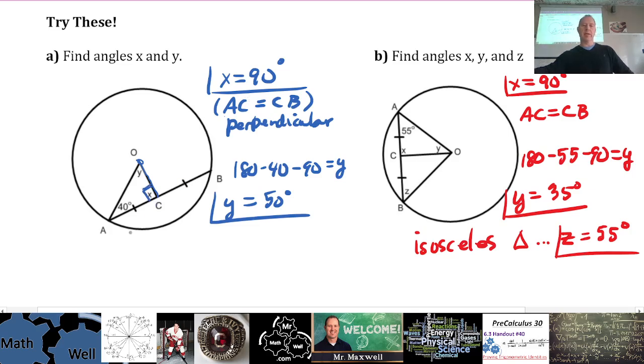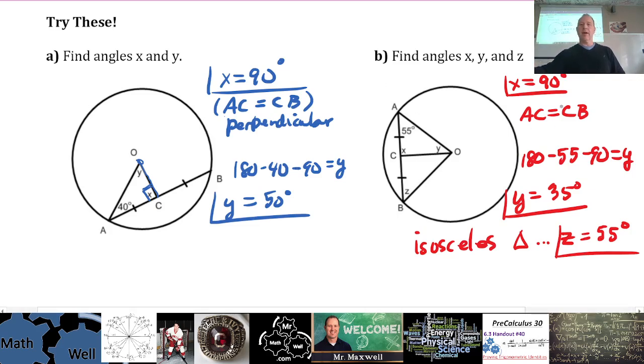Okay, it's perpendicular. And then we know that all the angles of a triangle must add up to 180. So 180 minus 40 minus 90, because 40 is given, equals 50. So did you get 50 for y and 90 for x for that one? Okay, good, good. All right, next one over here.